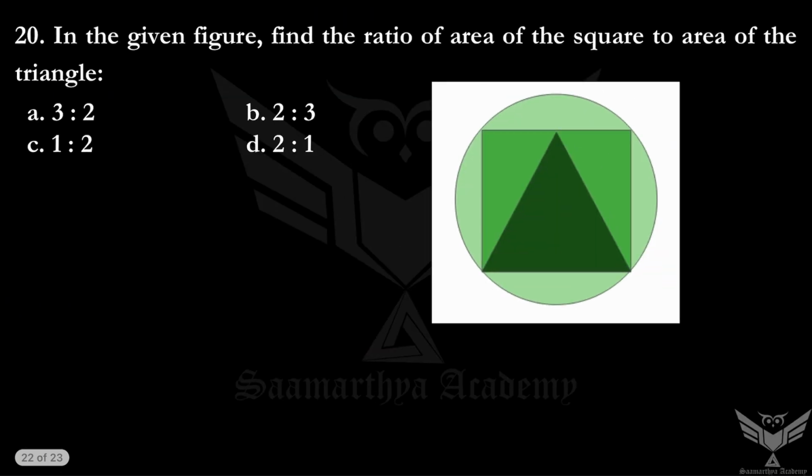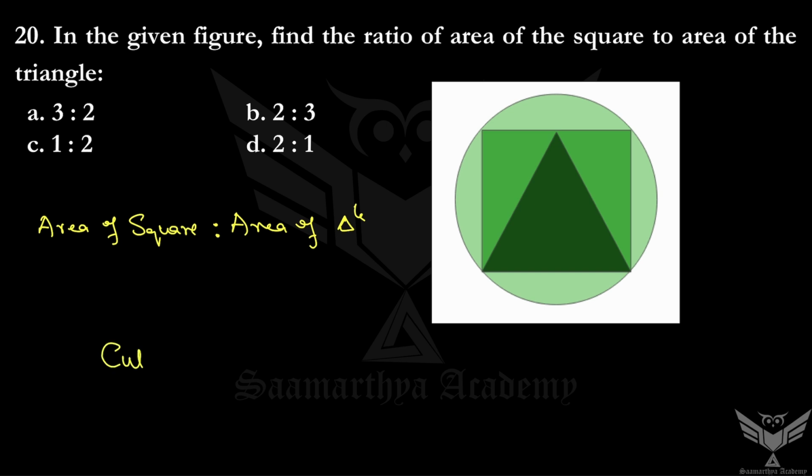Now, the last question in this pattern. In the given figure, find the ratio of square to the area of triangle. So they're asking area of square is to area of triangle. Now, you need not to solve anything. You need not to use any formula. Just remember the 2 steps. Cut the figure and count the diagrams.